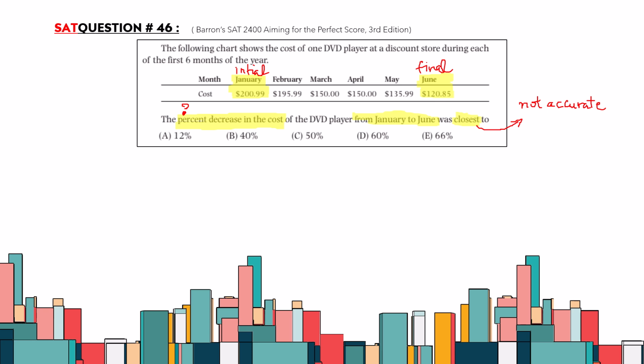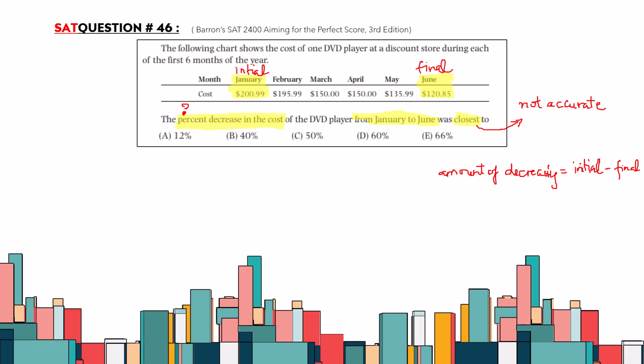So we can find the difference, how much it decreased. The amount of decrease is equal to the initial subtract the final. So the initial is the January amount, and you subtract the June amount. Okay, so let's do that.